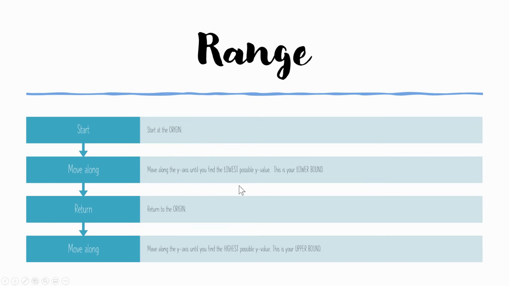All right, so there are the steps. Start at the origin, move along the y-axis until you find the lowest possible y value. That's your lowest bound. Return to the origin, move along the y-axis until you find your highest possible value. This is your upper bound. So those are just techniques to help you find domain and range.